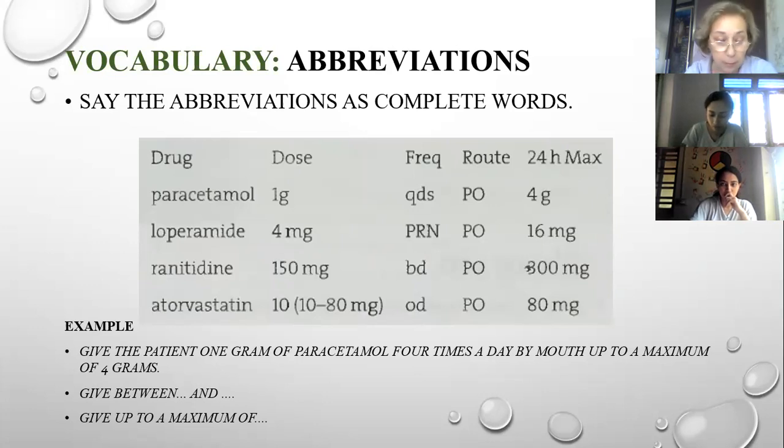BD. Okay, yes. The next is for Hepzibah, please. Okay. Give up to maximum of 10 to 80 mg of atorvastatin once a day by mouth up to 80 mg. Milligrams. Okay, good. So this is the way of saying what is written in prescription.